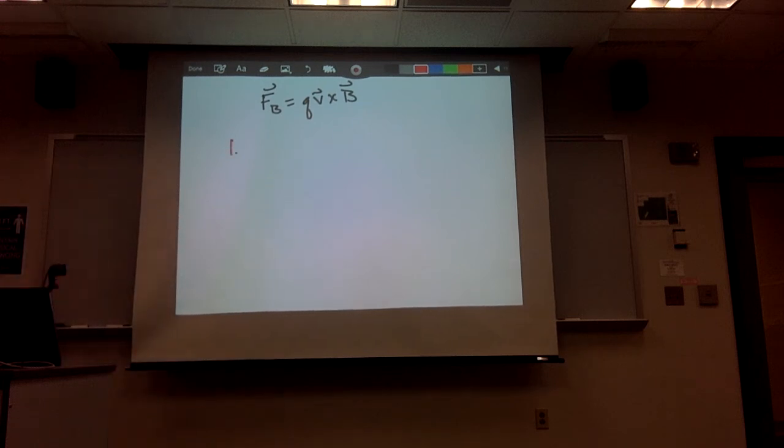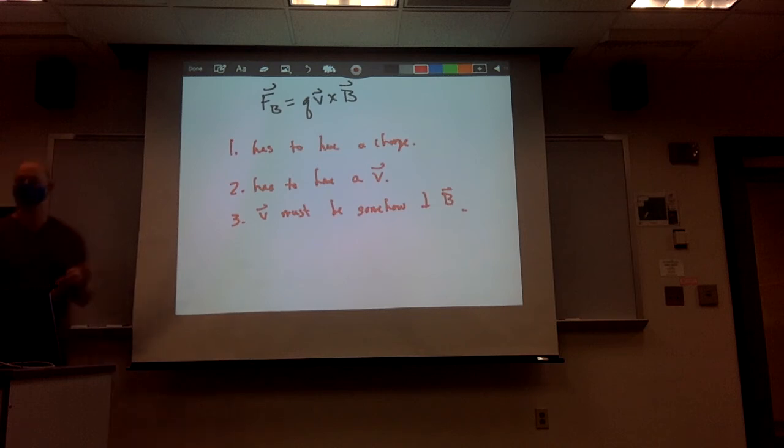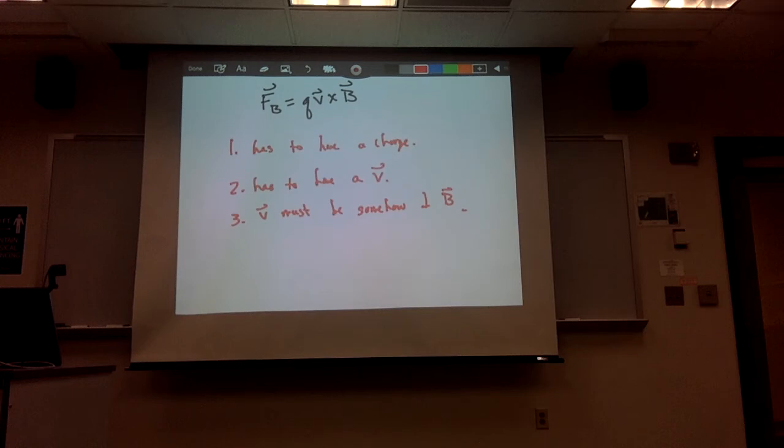So the three things are, number one, it has to have a charge. Two, it has to have a velocity. And number three, V must be somehow perpendicular to the magnetic field. It doesn't have to be totally perpendicular, but there has to be a component which is perpendicular to the magnetic field. Otherwise, this thing feels no force. Everyone okay?